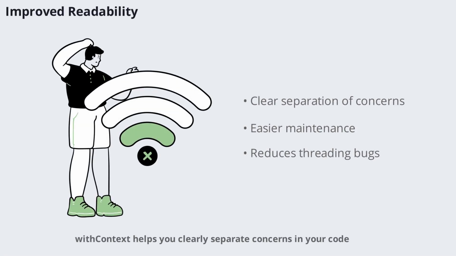withContext helps you clearly separate concerns in your code. By assigning specific contexts for different tasks, such as UI updates or I/O operations, your code becomes more readable and maintainable. This structure also reduces the risk of threading bugs and makes your intent clear to other developers.